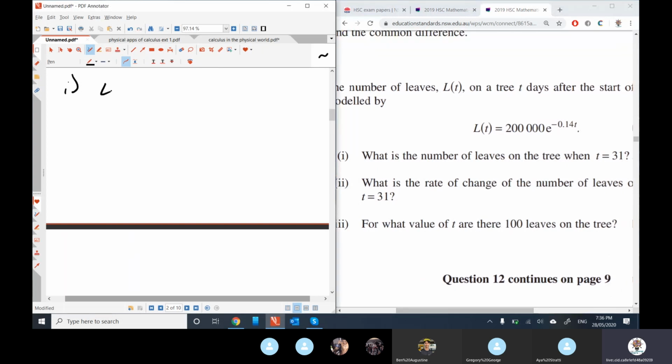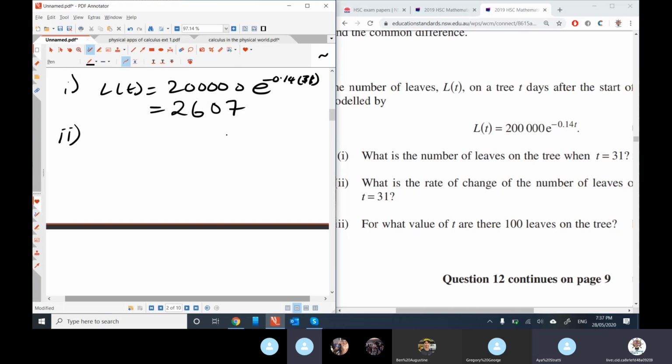Part i, like I said, is just a simple substitution. So 200,000 e to the negative 0.14 times 31. Sorry, 31. If you got 13, you lost a mark. What's the answer to that? 200,000 e to the negative 0.14 times 31 is 2,607.